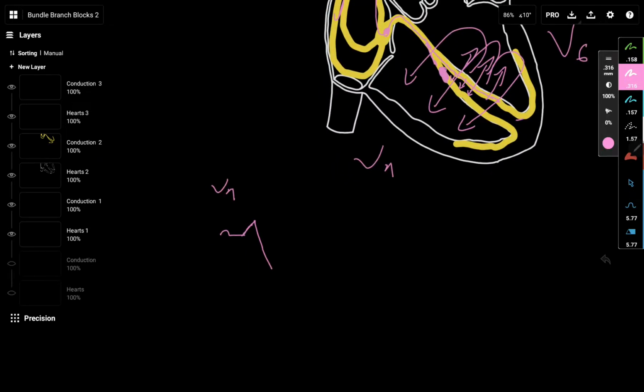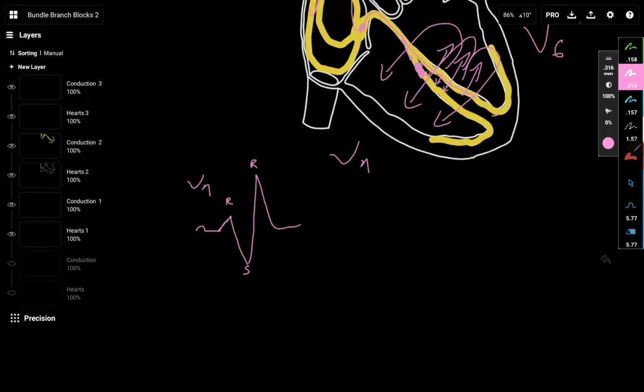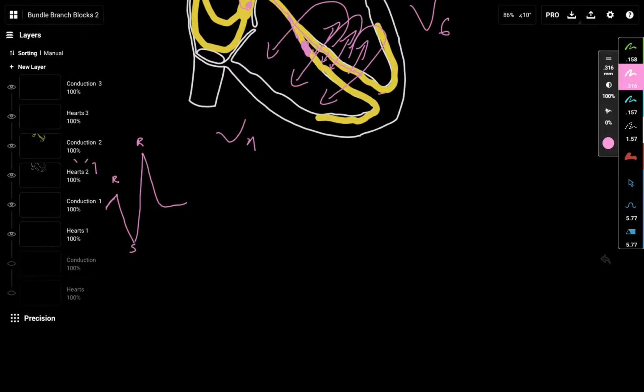So at this point, we had this negative deflection for the depolarization of my left ventricle. And then what's going to happen? There's going to be a positive, because you see now the action potential is traveling towards V1. It's going to be another positive deflection here for the depolarization of my right ventricle, giving the very characteristic RSR morphology of my V1 lead in a right bundle branch block.